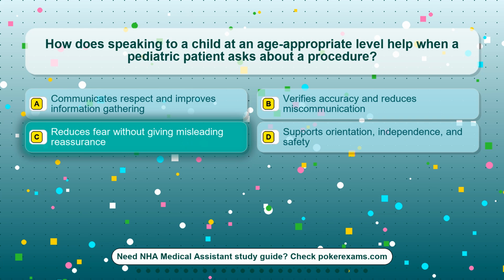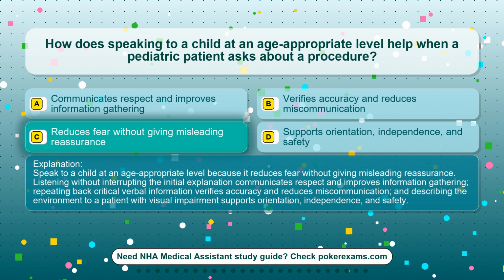The correct answer is option C. Reduces fear without giving misleading reassurance. Speak to a child at an age-appropriate level because it reduces fear without giving misleading reassurance. Listening without interrupting the initial explanation communicates respect and improves information gathering. Repeating back critical verbal information verifies accuracy and reduces miscommunication. And describing the environment to a patient with visual impairment supports orientation, independence, and safety.